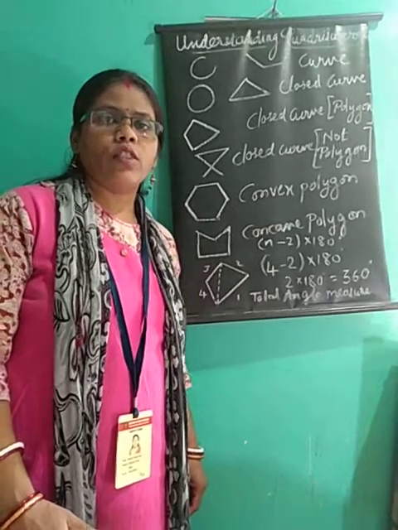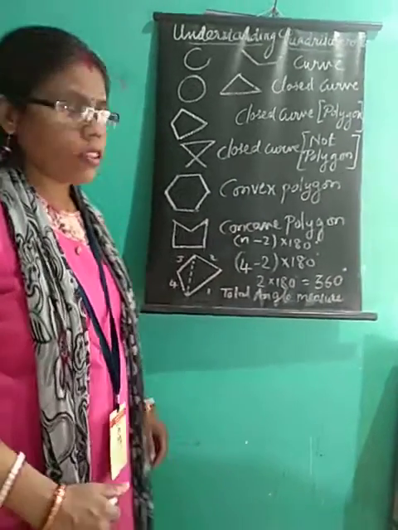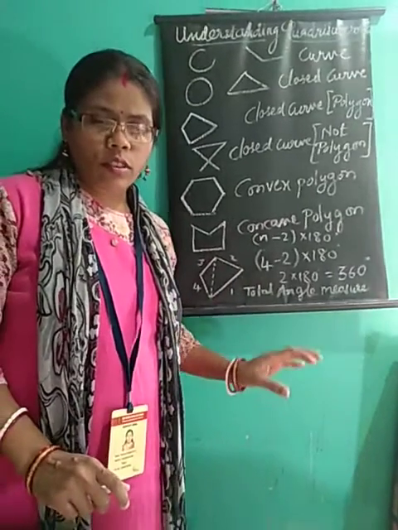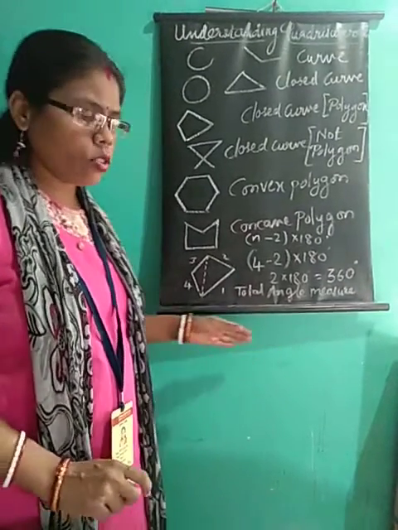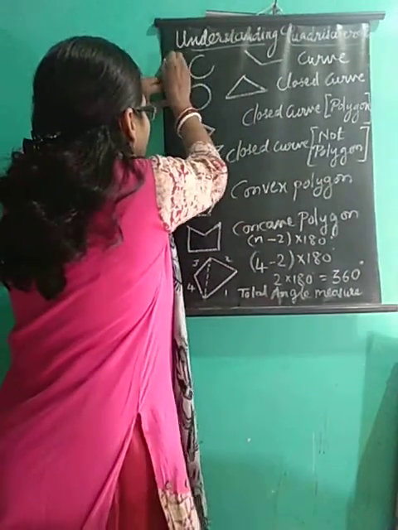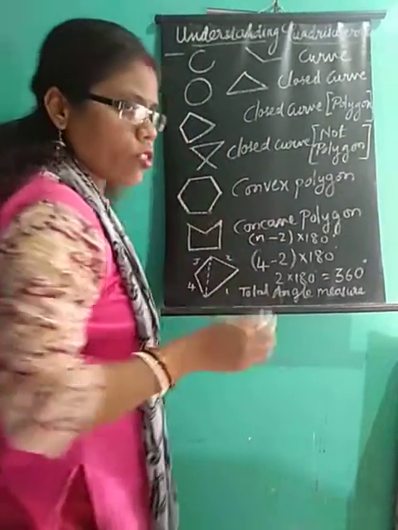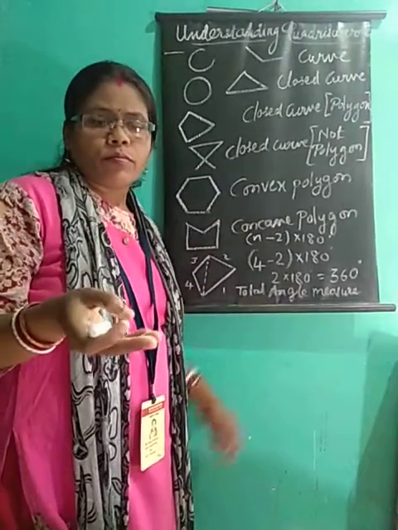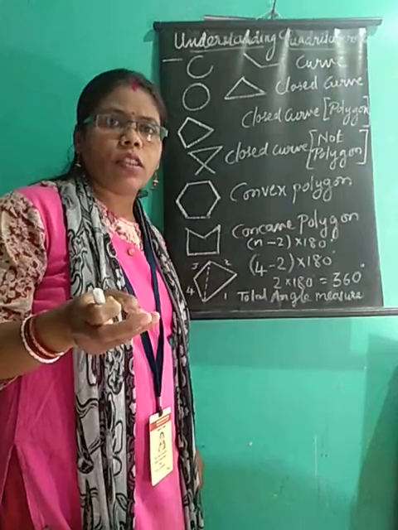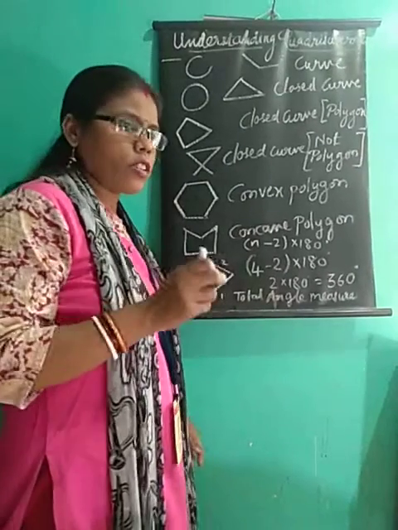Good morning, children. Today we will start a new chapter, that is understanding quadrilaterals. Now, first to understand that you need to know some figures. You know, this is a straight line. You have studied in the previous classes: straight line, line segment, and ray. All these things you have studied.